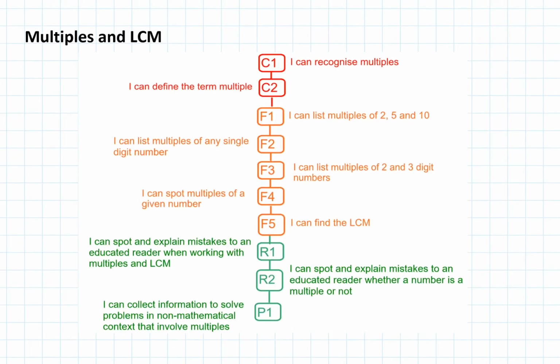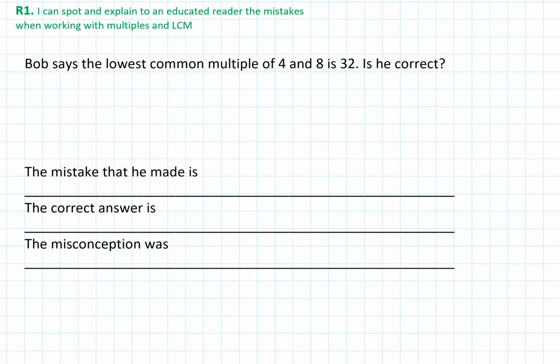In this video, I will continue talking about the multiples and lowest common multiples. The video will cover R1, R2, and P1. Let's read the question. Bob says the lowest common multiple of 4 and 8 is 32. Is he correct? Let's start by solving the question ourselves.